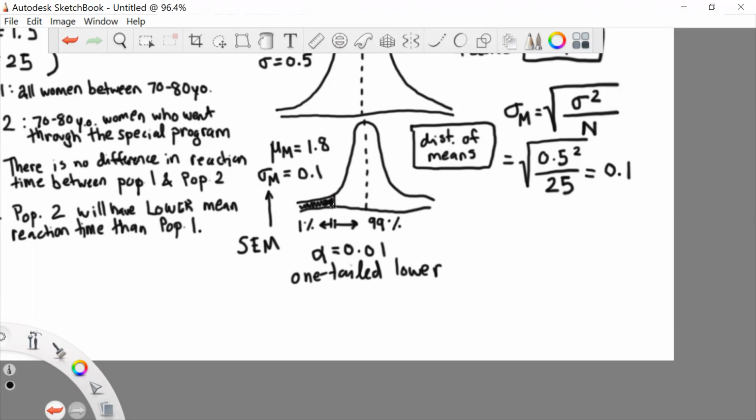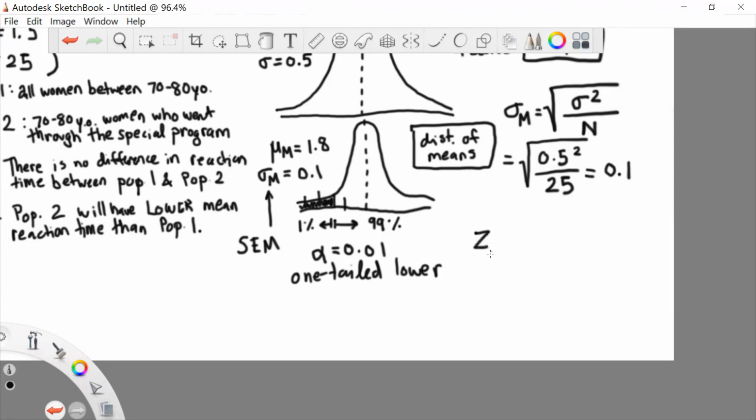And the question is, given the characteristics of this distribution, does our sample mean fall here, which is to say outside this region of rejection, or does it fall here or here, inside the region of rejection? So how do we find that out? Well, let's find the z-score that corresponds to our sample mean.